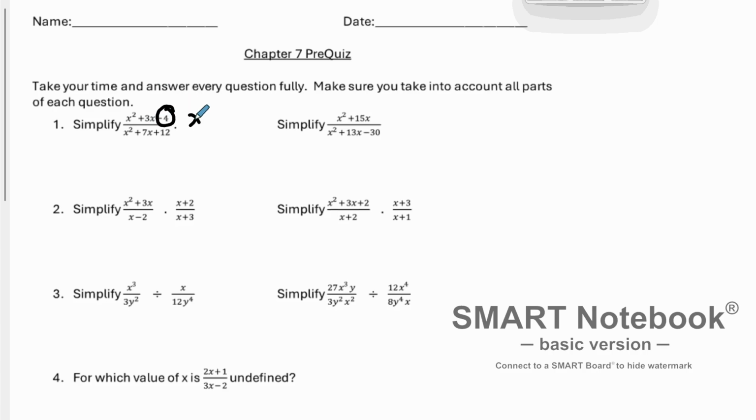That'd be positive 4 and a negative 1. And on bottom, what times what is 12, but adds to 7? That would be a 4, and that would be a 3. So x plus 3, x plus 4.